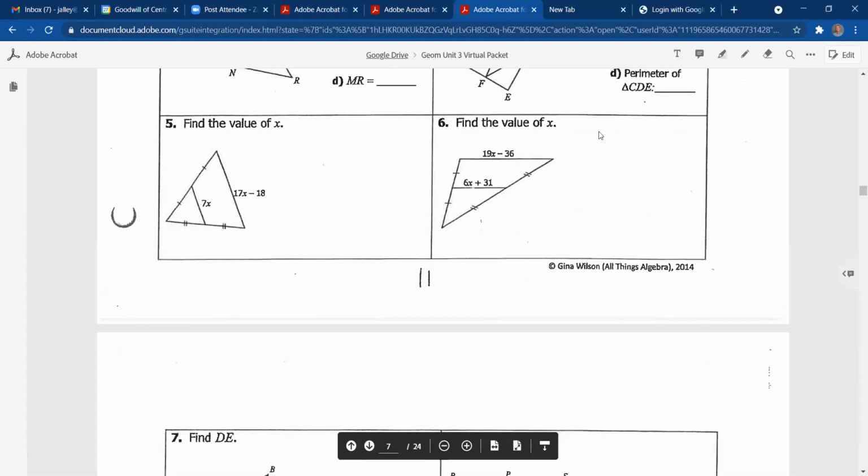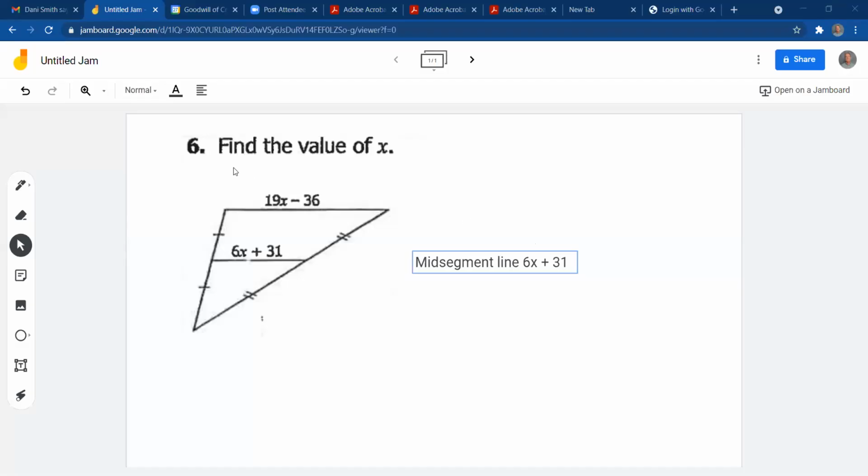So let's take problem number 6 and see what you can do to find the value of x. I'm going to pause the recording. It'll take a couple of minutes.